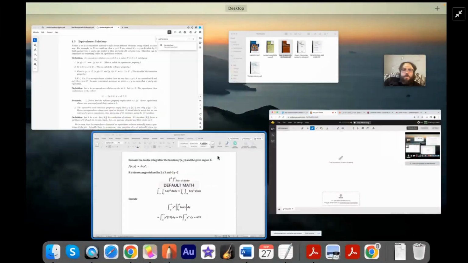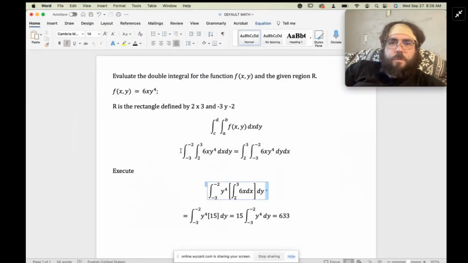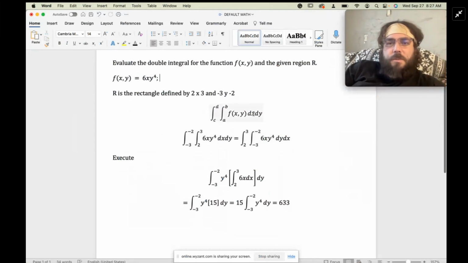Okay, so this question is actually surprisingly simple if you know how to do basic integration from your previous calculus course. I'm assuming the function was supposed to be 6xy to the fourth, and then the boundaries here are for x is 2 to 3, and for y is -3 to -2. So when you're looking at a double integral with constants, it's very simple. You got dx goes with ab, dy goes with cd.